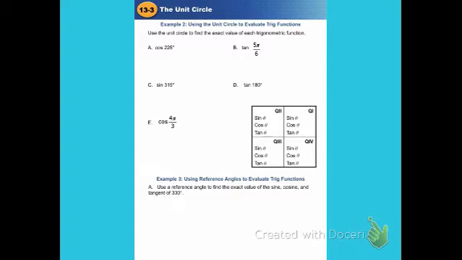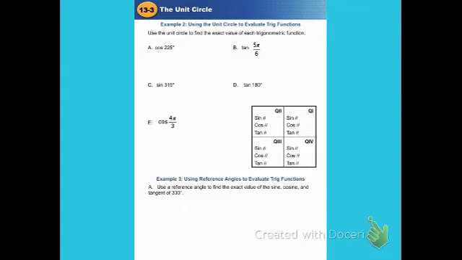Okay, so let's say we wanted to use the unit circle to find the exact values of each trigonometric function, but we couldn't technically use the unit circle. Like, for instance, it's maybe not allowed on the test or something. So let's say we wanted to find the cosine of 225 degrees. Well, if you think about it, 225 is one of those multiples of 45, as 45 goes into 225 5 times.